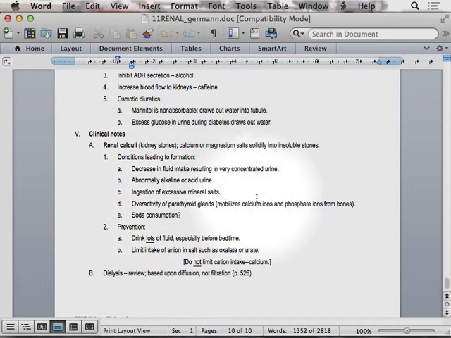Overactivity of parathyroid glands, because you get too much calcium in your bloodstream, right? And phosphate ions. But the big one, and I put a question mark by it, but I should take it away now, is that we actually now know that soda consumption dramatically increases your risk of kidney stones, especially diet sodas. Diet sodas are saltier than regular sodas. And in addition to increasing the salt concentration, they also screw up the pH, which will make kidney stones likely.